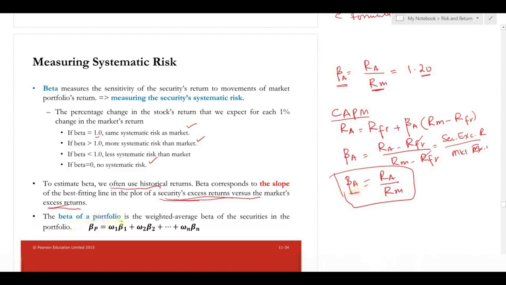So what is the beta of a portfolio? The beta of the portfolio is equal to the weight of stock A times beta of stock A, plus the weight of stock n times beta of stock n. So that is a weighted beta.